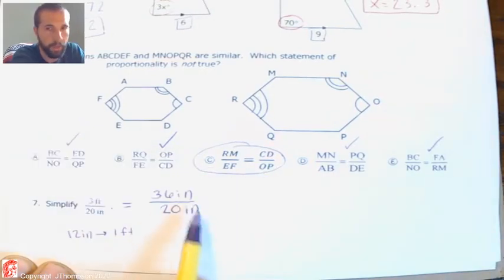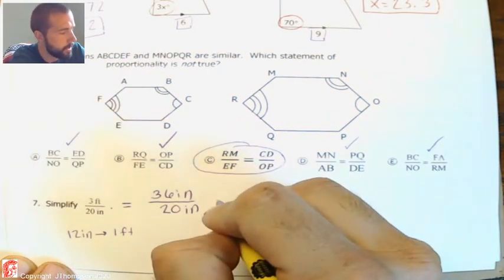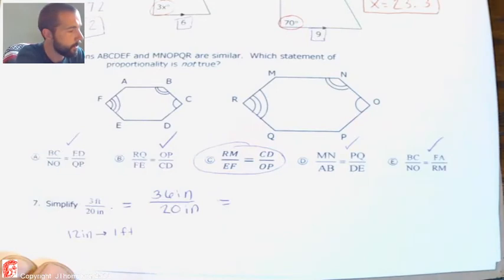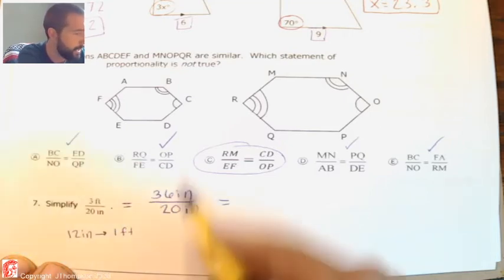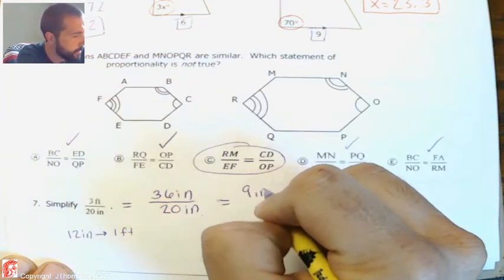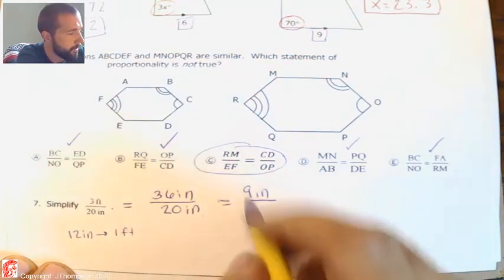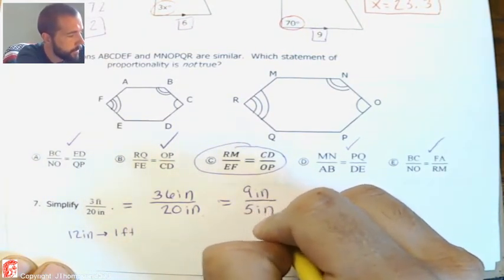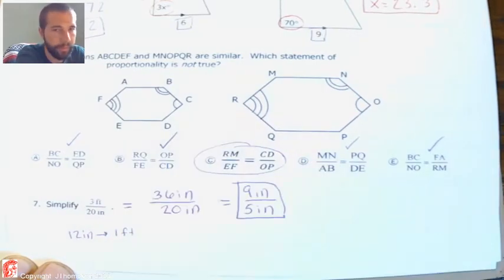And now that they're in the same unit, we just reduce the numbers. 36 over 20 reduces. We can divide them both by 4. If we divide 36 by 4, we get 9 inches. And if we do 20 divided by 4, we get 5 inches. So that would reduce to 9 over 5.